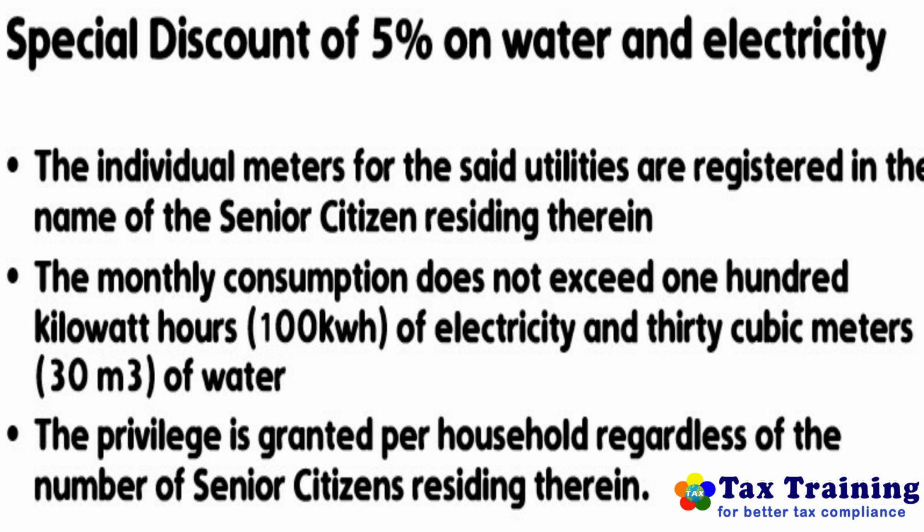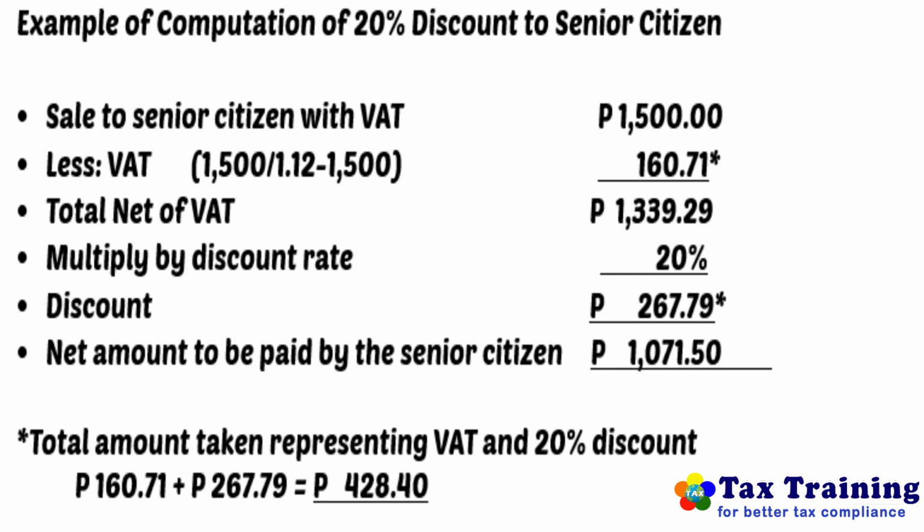So this time, paano po ba kinukompute ang 20% na discount ng senior citizen? Ito po yung example. Sale to senior citizen with VAT, 1,500. Less VAT. Tanggalin natin yung VAT doon sa sale na bayad natin doon sa price sa binibili natin na goods. Bakit? Kasi under the law, ang pagbenta ng goods or services to senior citizen is exempt from VAT. So definitely, tanggalin muna natin yung VAT para maibigay natin or makaltas naman natin doon yung 20% na discount rate.